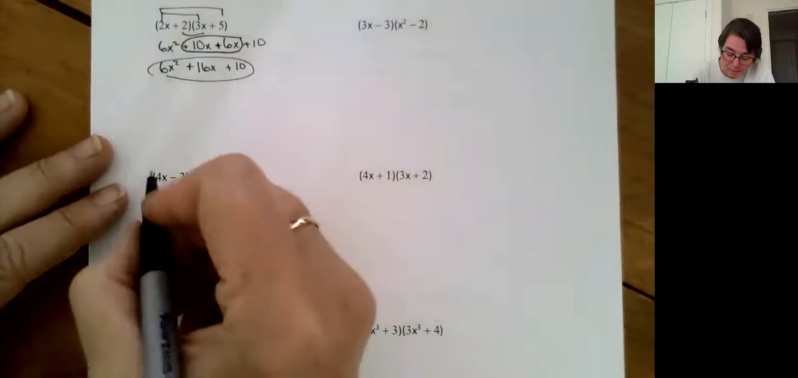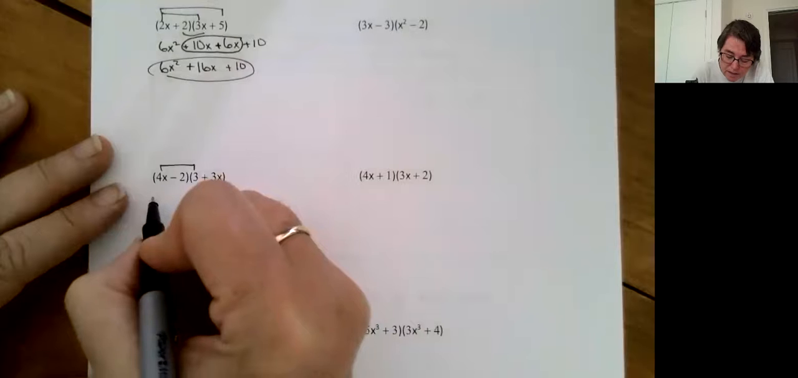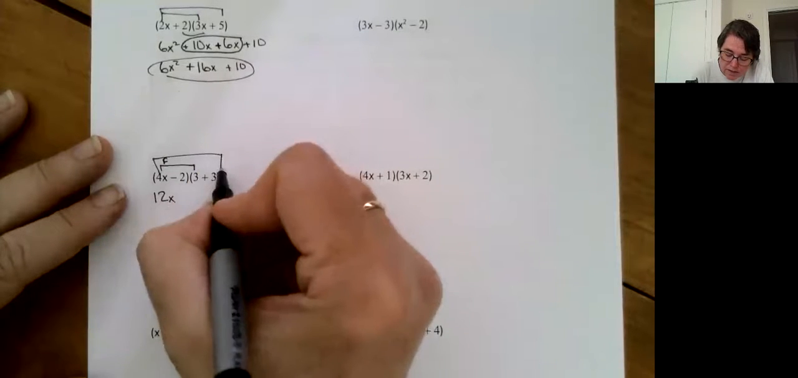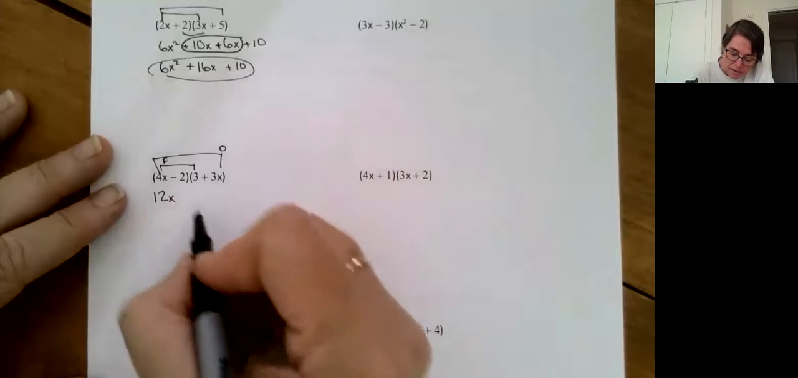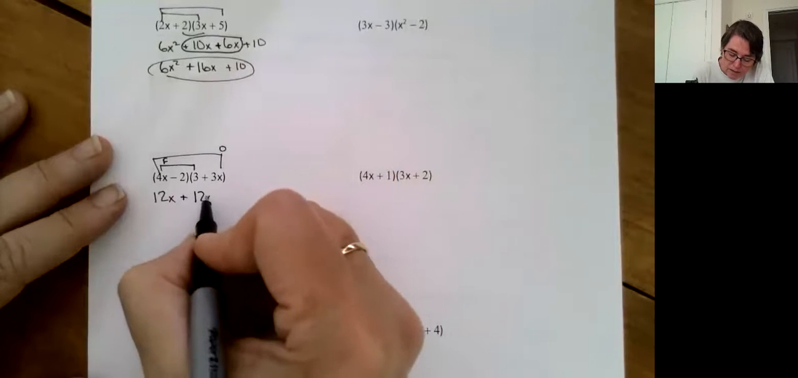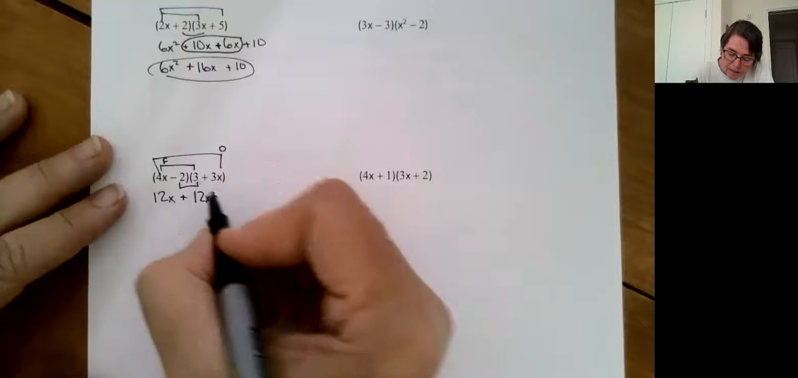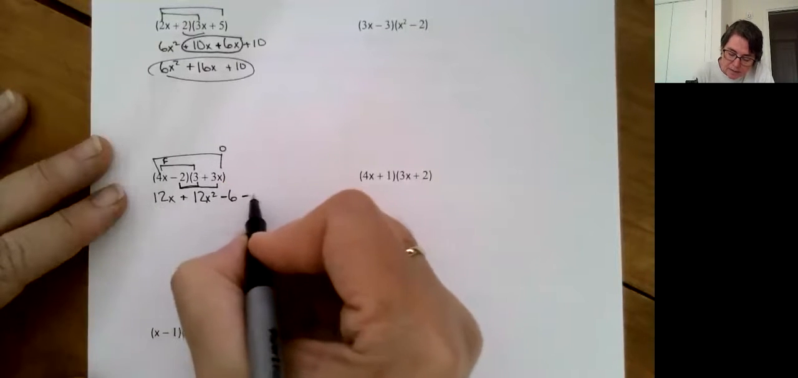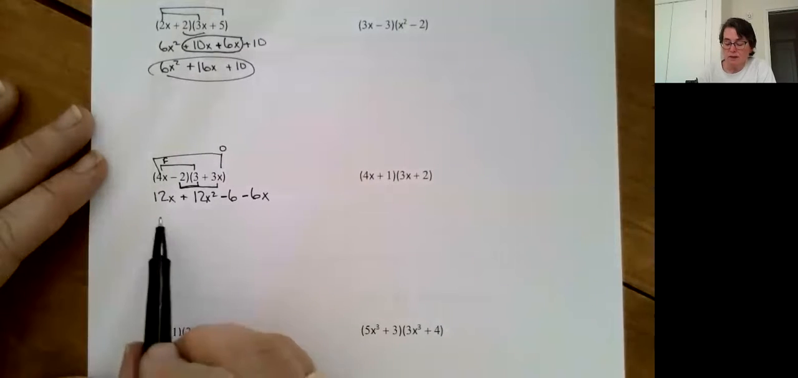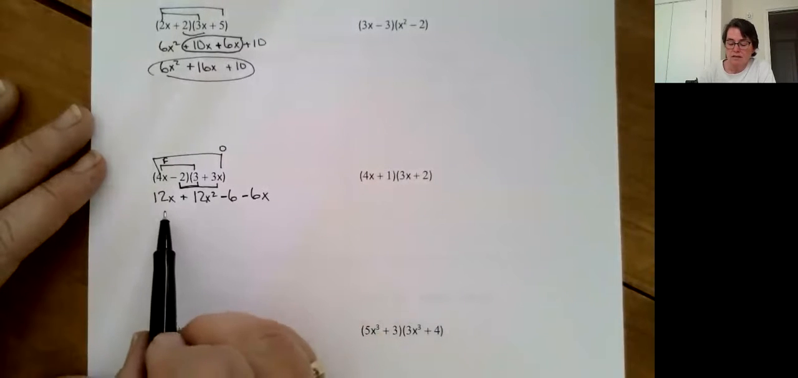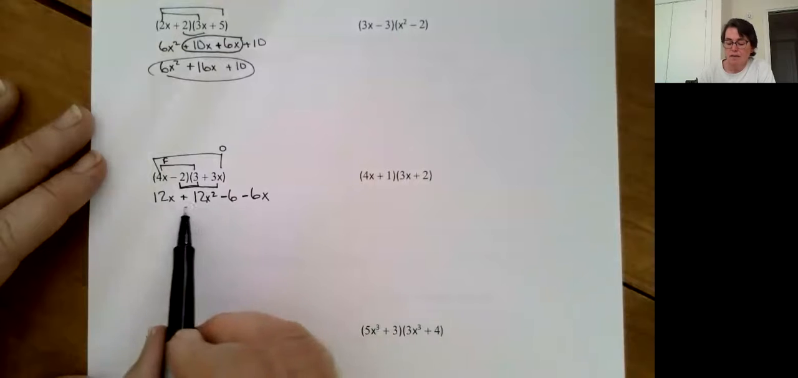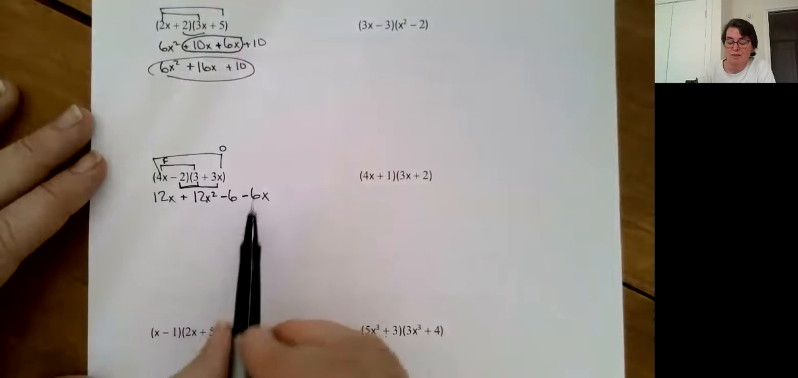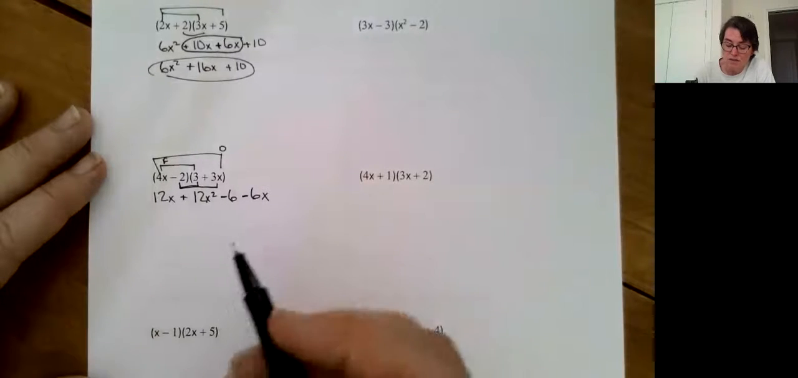little wonky this time. So 4x times 3 is 12x. There's my first. 4x times 3x, there's my outsides, plus 12x squared. Insides minus 6 and minus 6x. So that's what I mean by being wonky. We're used to having the squared term up here, and then my middle terms are in the middle. The two x terms would be in the middle, and 6. Well, the order was reversed, so it's okay.